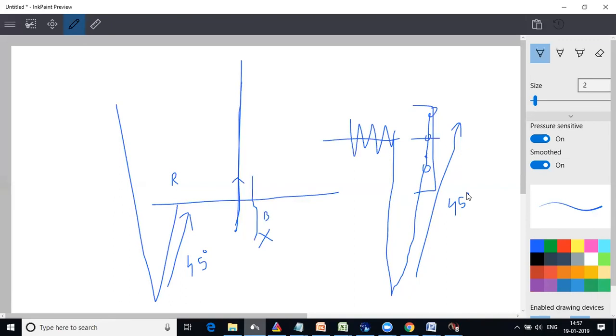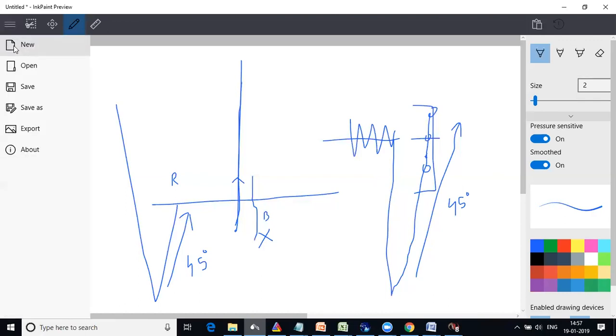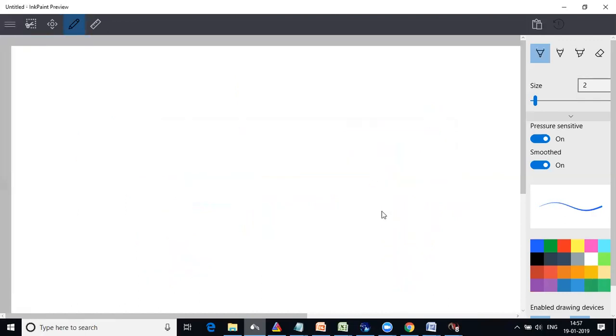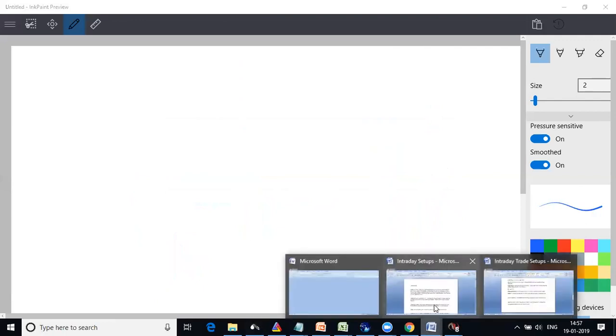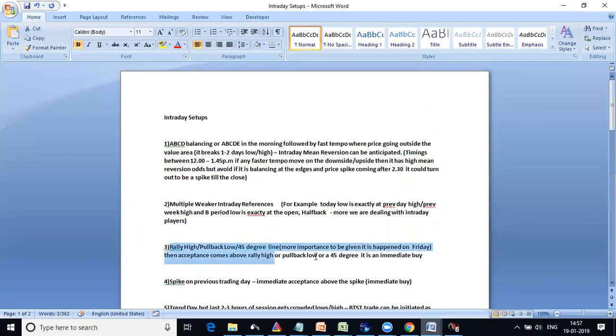Pullback low, it's quite tough to trade, but that pullback low acts like a kind of a support zone from an intraday perspective. And that is the third setup.